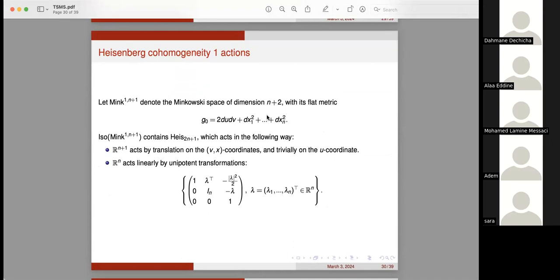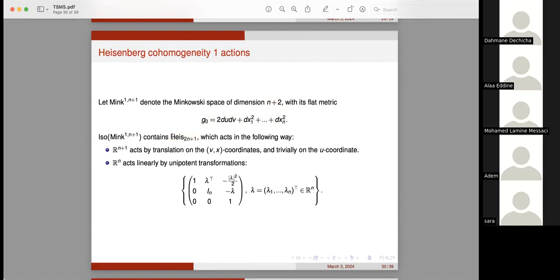So let us come back to the Heisenberg group. On Minkowski space of dimension n+2 endowed with this metric, I have an isometric action of the Heisenberg group. So Heisenberg is contained in the isometry group. How does it act?